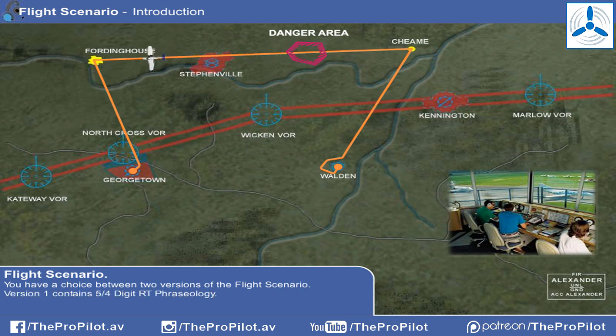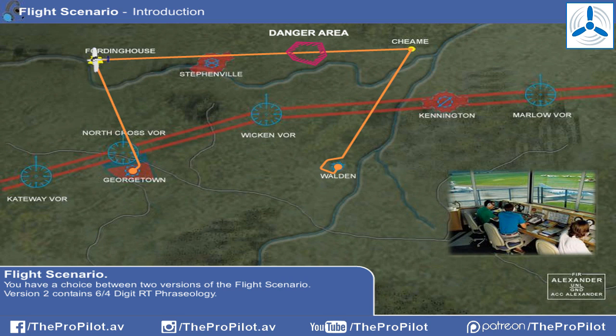In version 1 of the flight scenario, all the radio frequencies are spoken and read back using 5/4-digit phraseology. Refer to the lesson on transmission of frequencies if you wish to be reminded of how RT phraseology is changing. Choose version 1 of the flight scenario if you regularly fly in airspace where 5/4-digit phraseology is used. In version 2 of the flight scenario, all the radio frequencies will be spoken and read back using 6/4-digit phraseology.